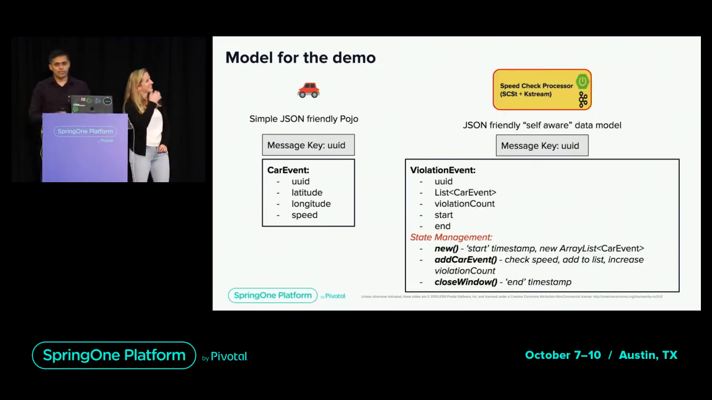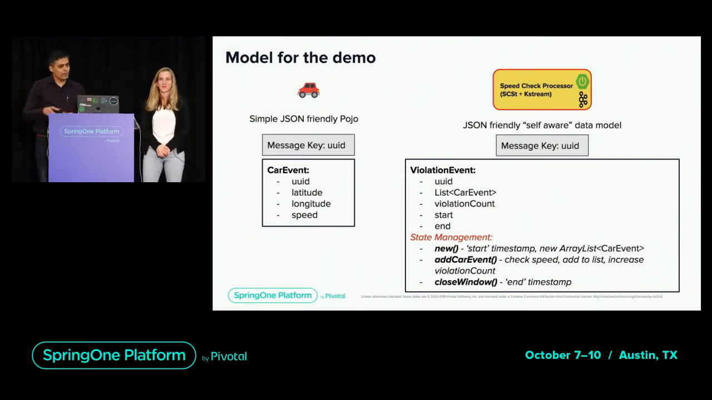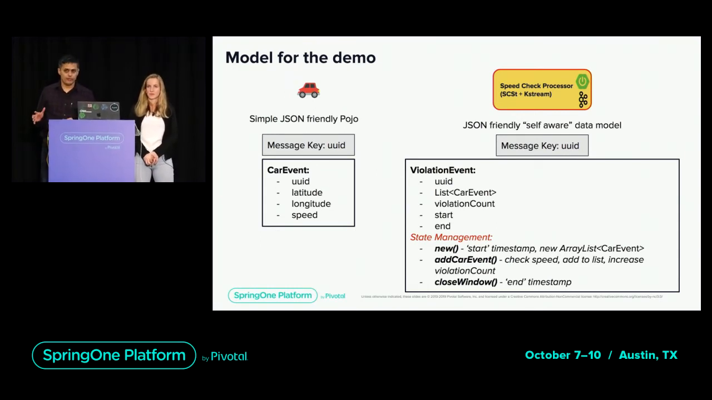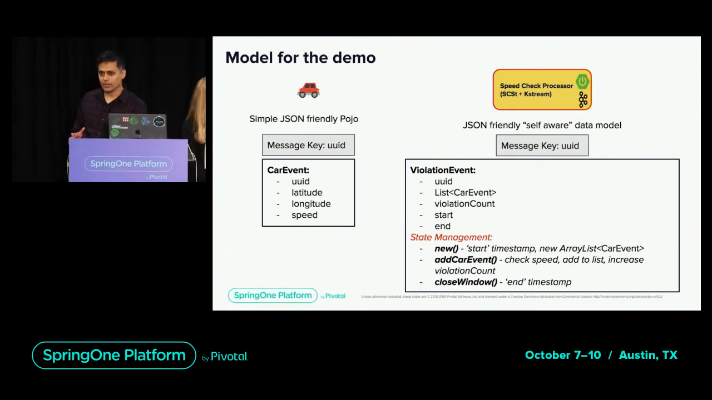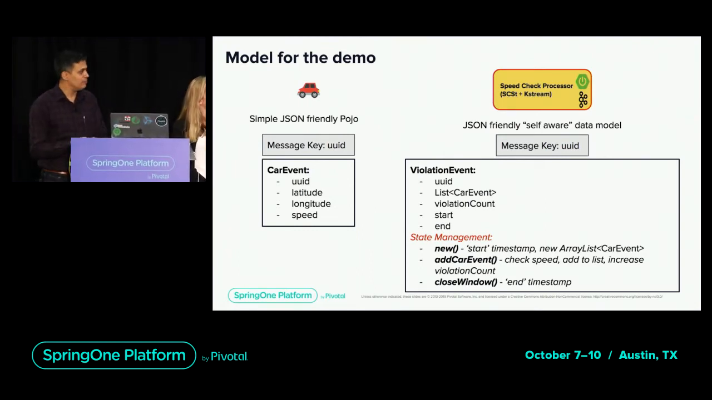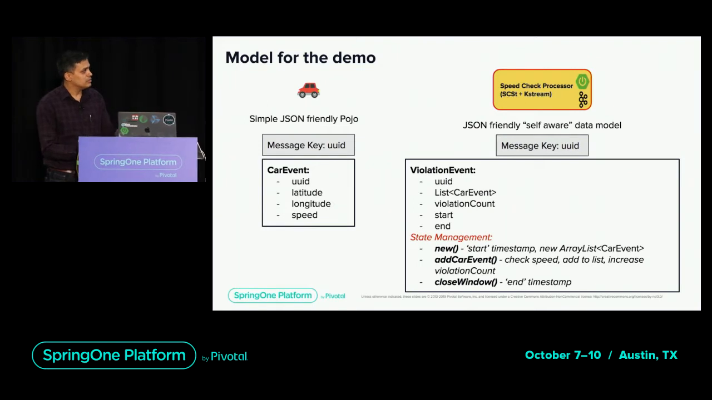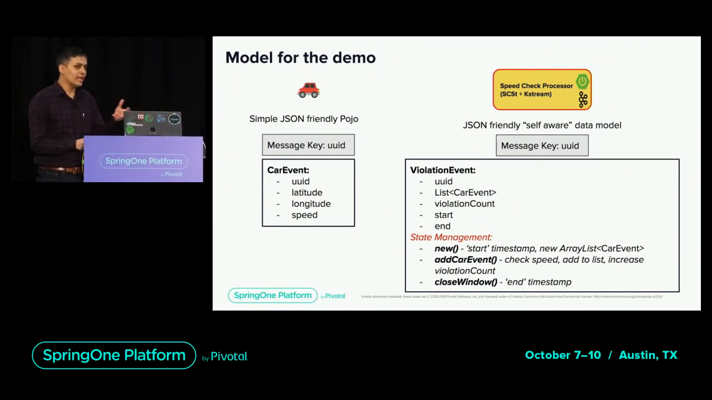Now, the experience that we got when we were building the Kafka Streams applications is that when you're building K-Stream applications, just writing the streaming logic is not enough. You have to pay really, really good attention to the model. And this is based on the experience that we personally went through. JSON-friendly is obviously needed, but the model can also be self-aware. It need not be a simple POJO. It can be a self-aware data model.